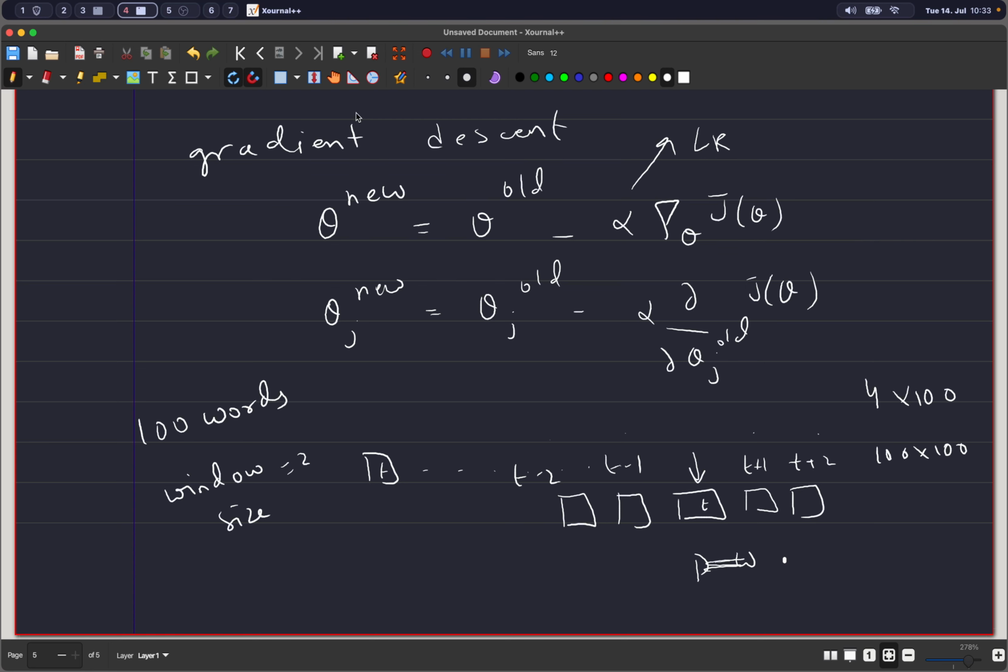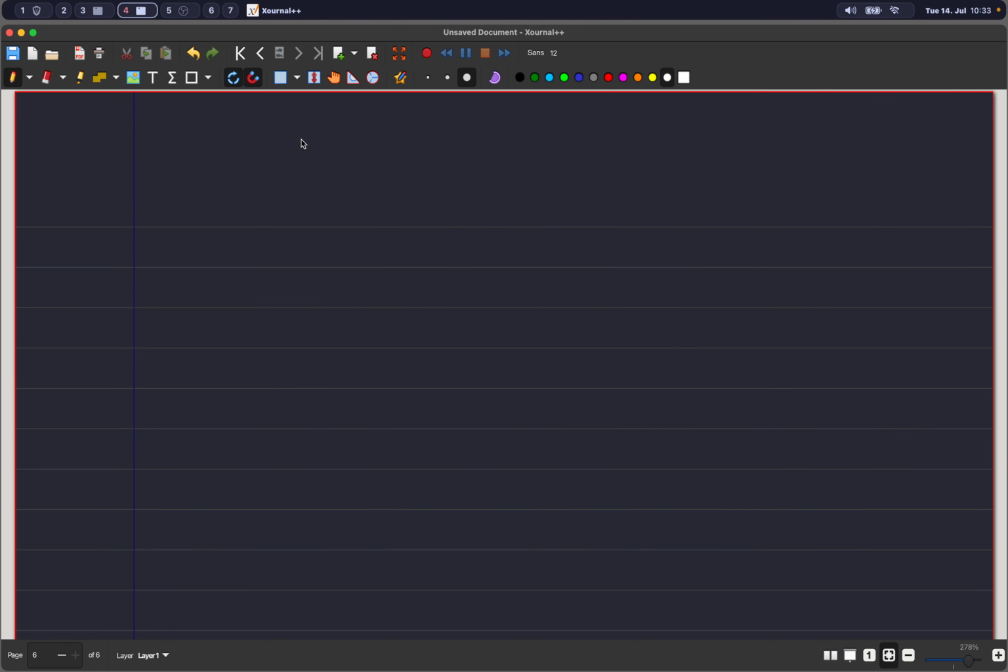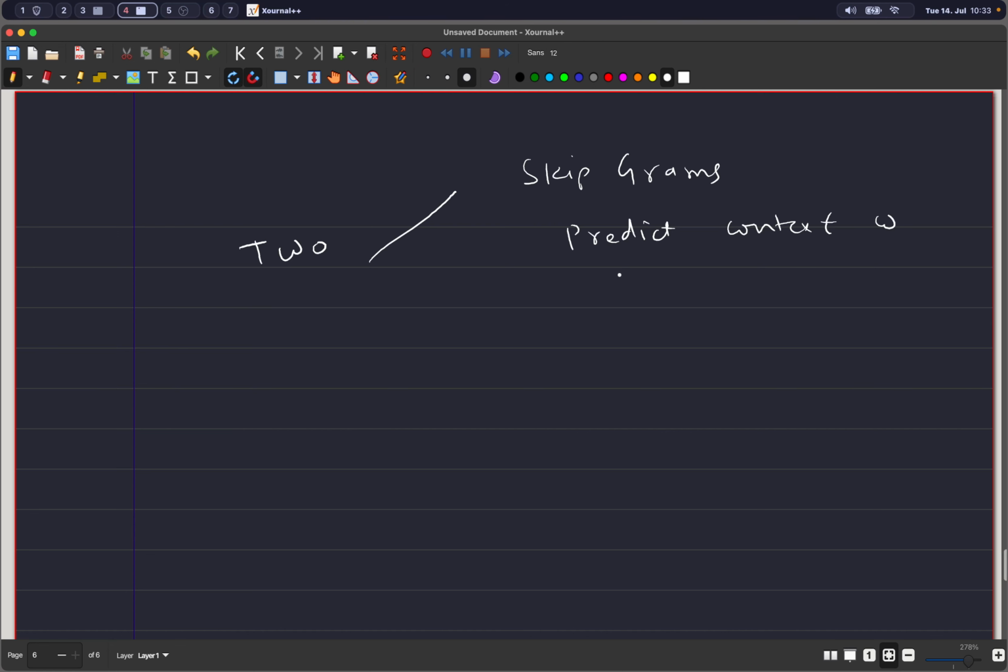Now, going to the variants of word2vec, it has two different variants. The first is called skip-gram. Skip-gram is basically what we saw, where we want to predict the context words based on a center word.